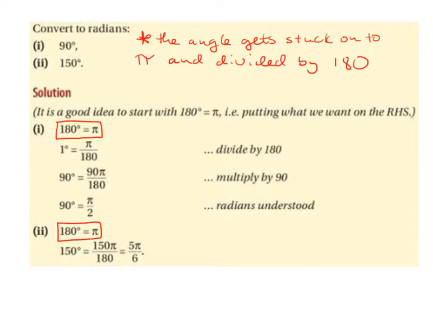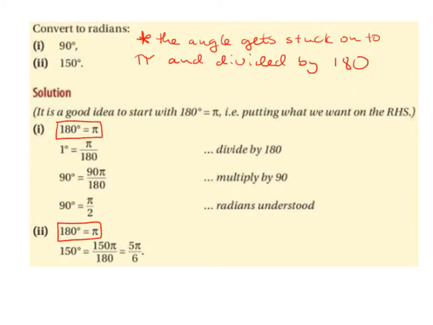Of course it would have been quicker to just stick pi on and divide by 180, but it is important to realise why we do that. Okay, now let's change 150 degrees to radians. So again, we're going to start with 180 equals pi.